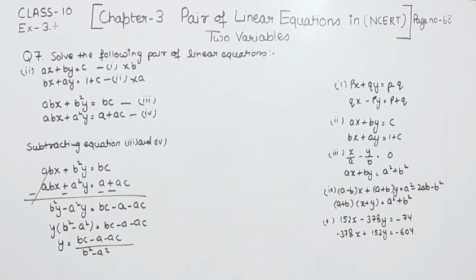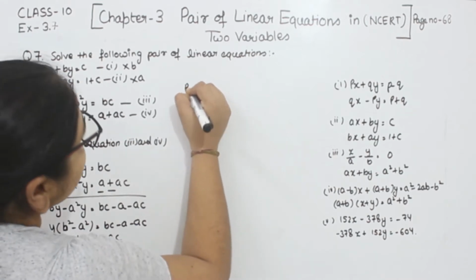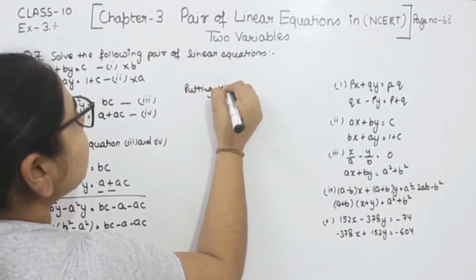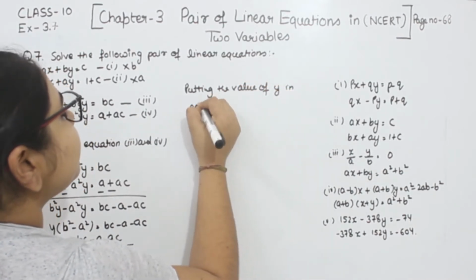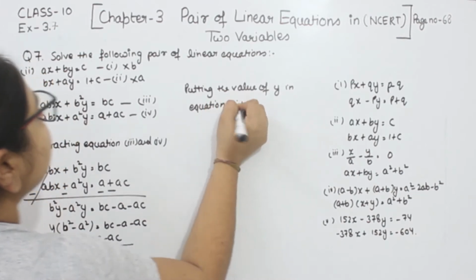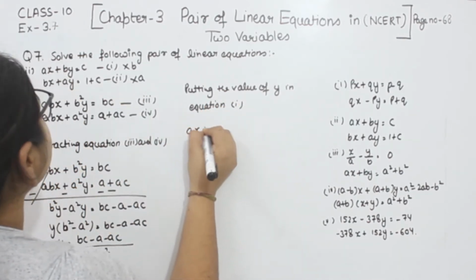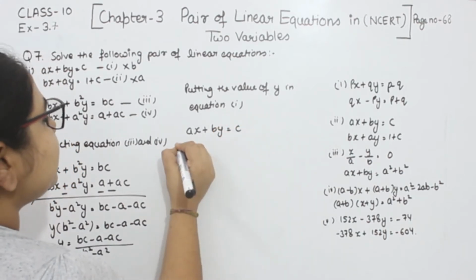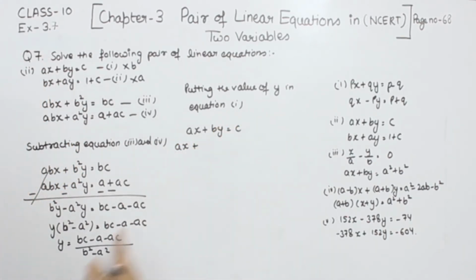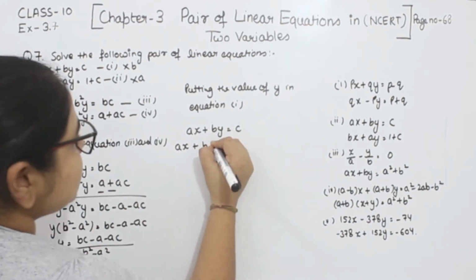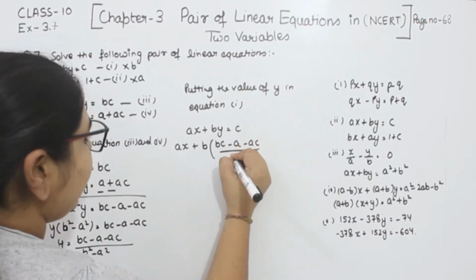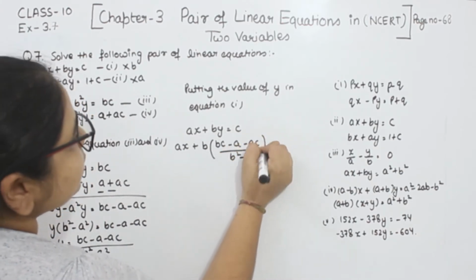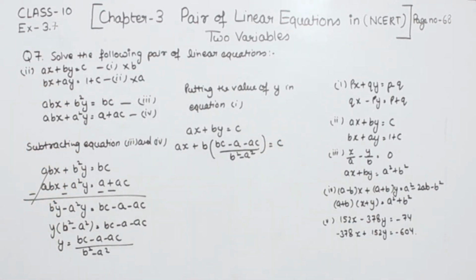Now I'm going to put this in equation number 1. So I'm going to write here, putting the value of y in equation 1. Now equation number 1 is ax plus bc is equal to c. Now ax plus b and the value of y, which is bc minus a minus ac divided by b square minus a square, and this is equal to c. We have put the value of y in equation number 1.